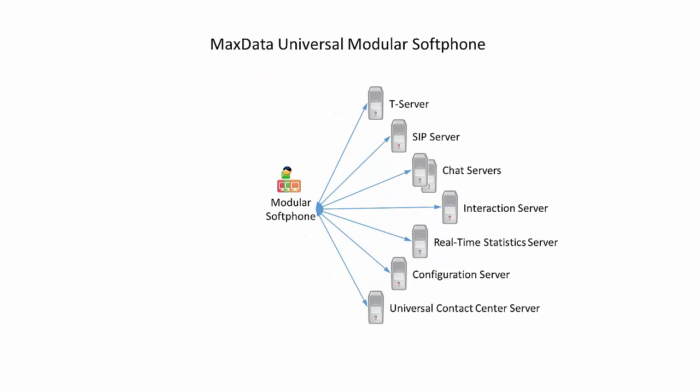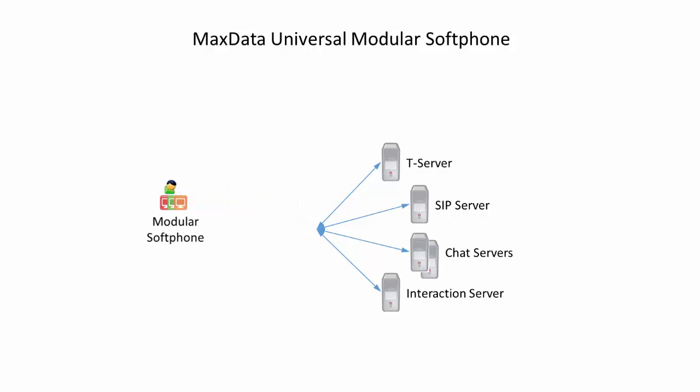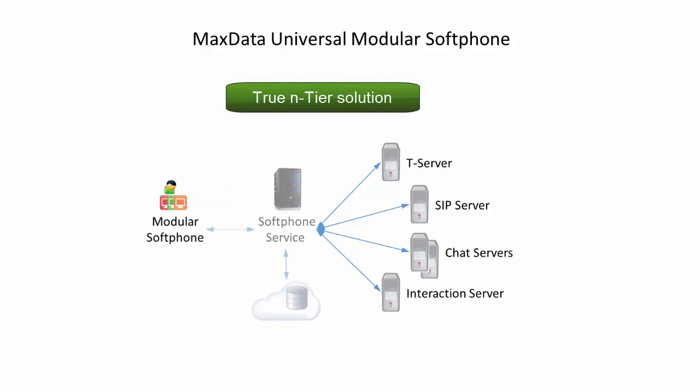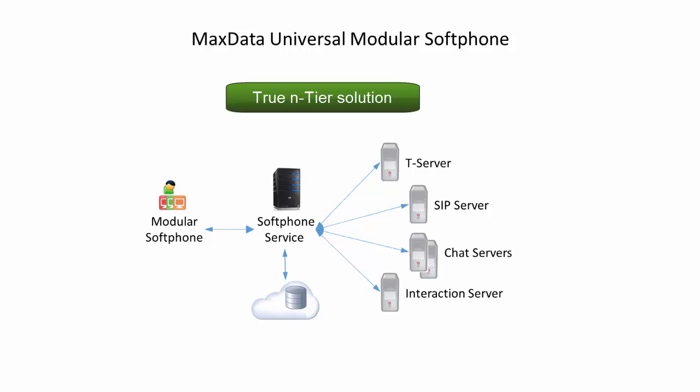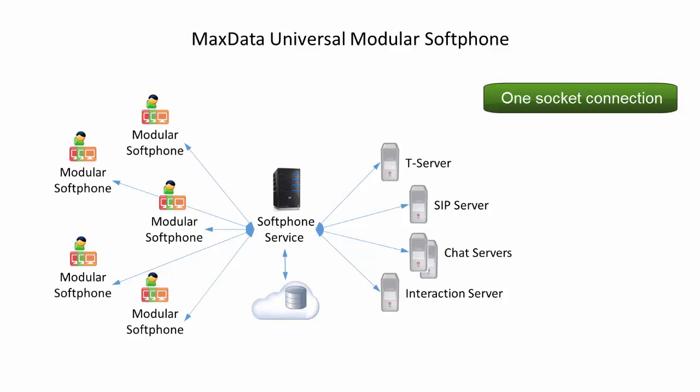Modular Softphone has a simplified N-tier architecture. First, we do not require connection to 3 of the 7 servers due to our unique method of integrating with the routing environment. Second, the connection to the Genesis environment is done through the Softphone service. All agent desktops connect to the Softphone service, which makes the architecture much simpler, as it requires only one socket connection to the T server or interaction and chat servers.